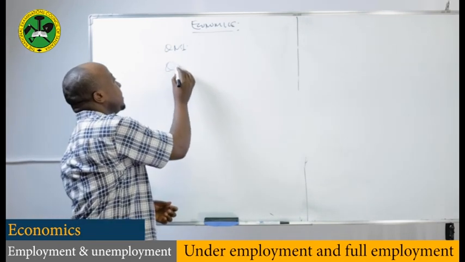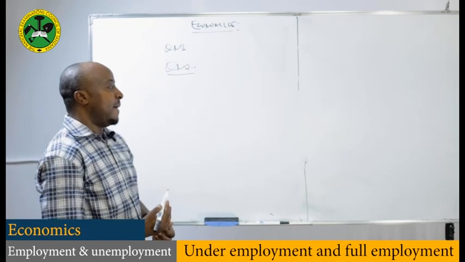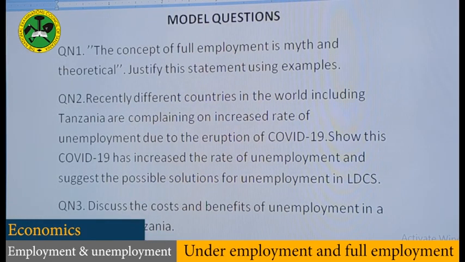Then the second question, where we can have a minor concentration, is asking: recently different countries in the world, including Tanzania, are complaining about an increased rate of unemployment due to the eruption of COVID-19. Show how COVID-19 has increased the rate of unemployment and suggest the possible solutions for unemployment in LDCs. It means we have the ongoing problem of COVID-19. According to the question, many countries in the world, including Tanzania, are complaining about an increased rate of unemployment due to COVID-19.